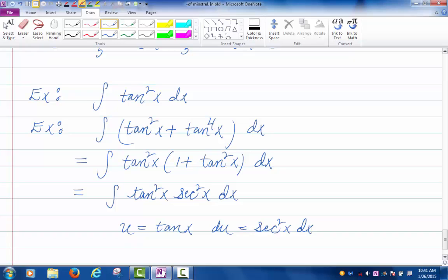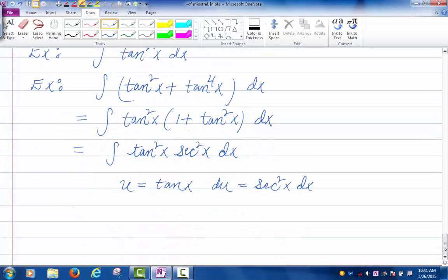Okay. Any questions on this? Everybody is okay with that? All right, for the remaining 10 minutes, let me introduce you to integration by parts. We can't finish it today.